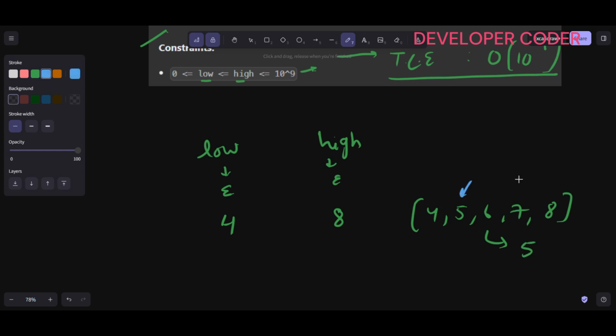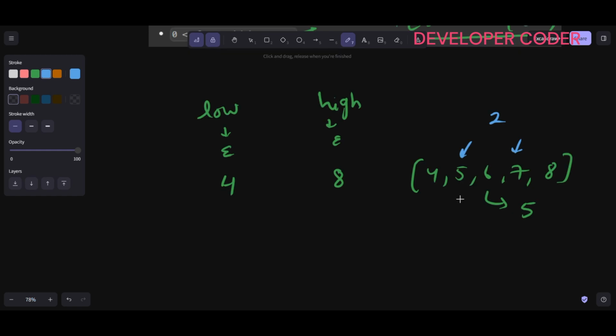So now see how I'm going to derive the answer. Only two are there, right? In this list of numbers, the total numbers are 5. So if I just do 5 divided by 2, I will get 2 as the output, right?